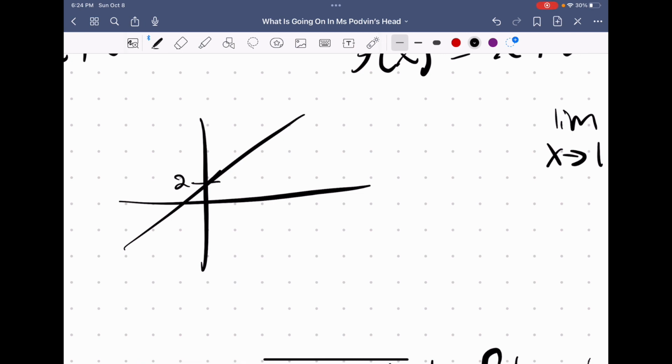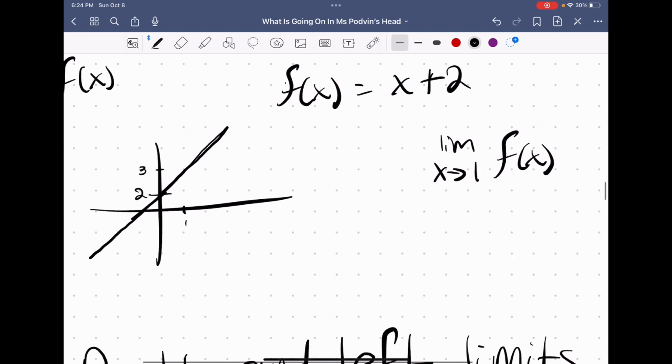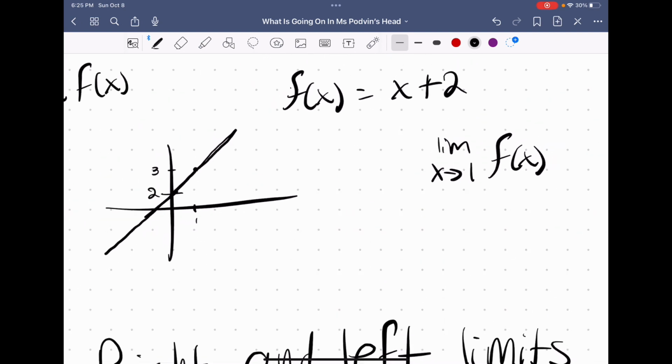Now, although this isn't a perfect graph, I'm going to try and adjust it so it is more accurate with what the actual graph looks like. Okay, so at x is 1, here's 1. We know our y value is 3. But that's not necessarily what we're looking at when we're talking about the limit.